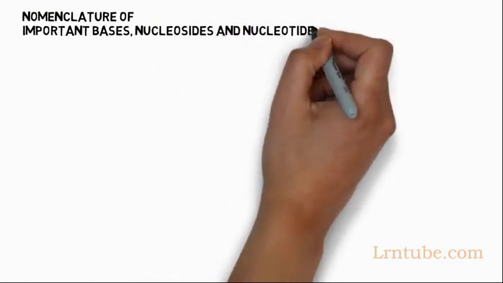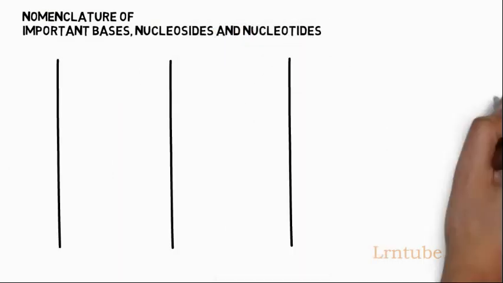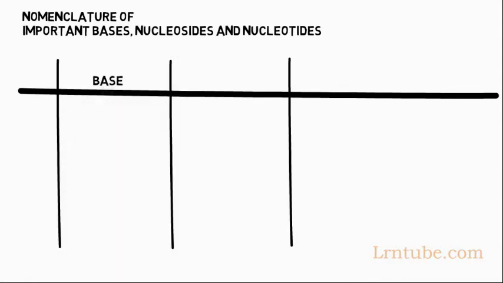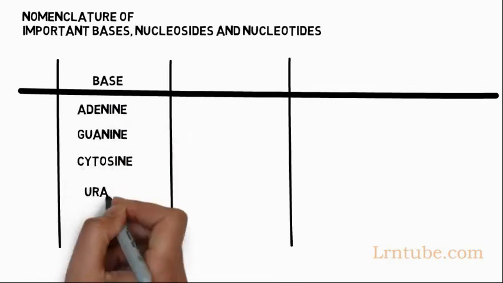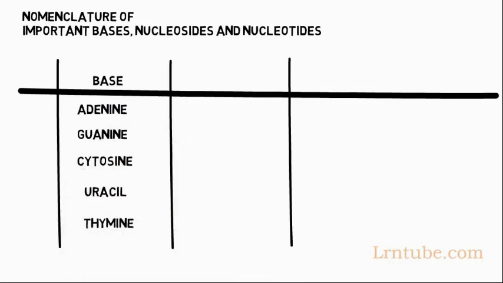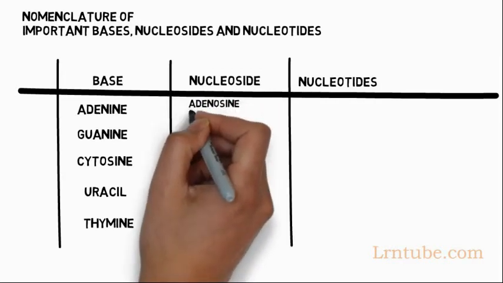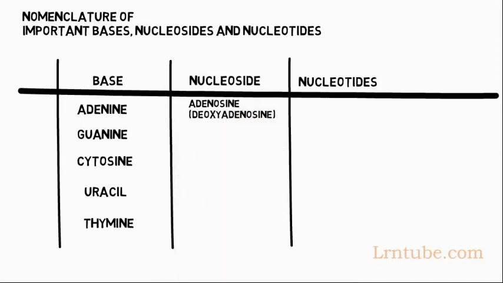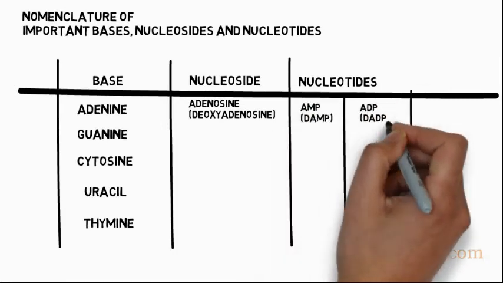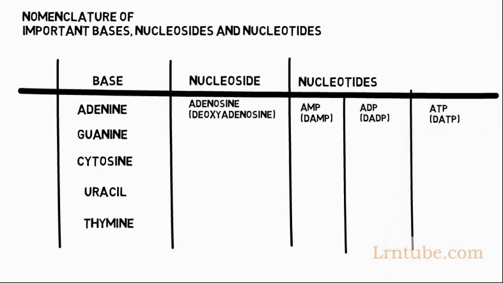Nomenclature of important bases as nucleosides and nucleotides. Now we're going to use a tabular format to explain this. Under bases we have adenine, guanine, cytosine, uracil and thymine. And then we're going to classify them under nucleosides and nucleotides. Under nucleosides, adenine forms adenosine and deoxyadenosine. Under nucleotides, it forms adenosine monophosphate, adenosine diphosphate, and adenosine triphosphate, as well as the deoxy forms: deoxyadenosine monophosphate, deoxyadenosine diphosphate, and deoxyadenosine triphosphate.